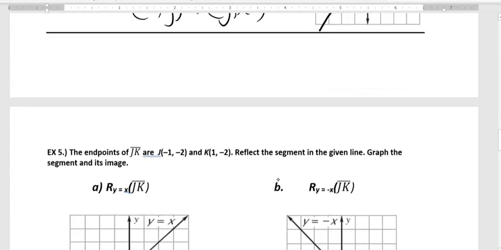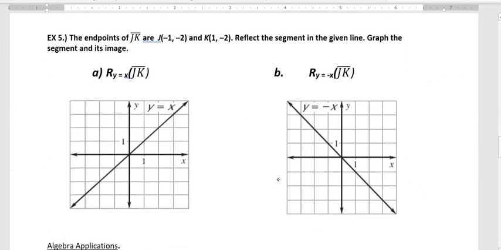Go ahead and plot these 2 points. People at home, go ahead and pause the video. We have the point negative 1, negative 2. Negative 1, negative 2 is here. 1, negative 2 is here. You're going to reflect that one, and then you're going to reflect it also over y equals negative x. So reflect that. People at home, as I said, pause the video, give this a shot.